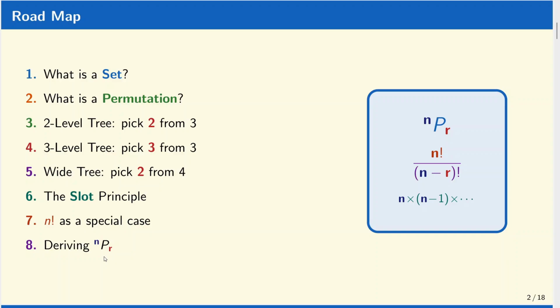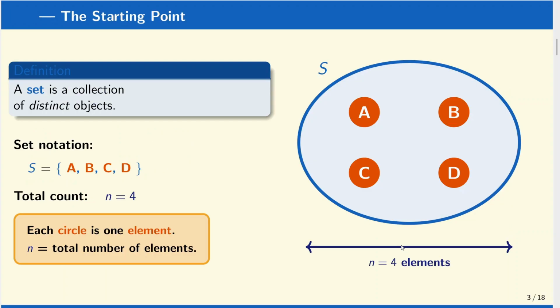On the right side of your screen, you can see this final formula for nPr. It involves factorials, an n and an n minus r in parentheses. Right now, it might look a bit intimidating, but do not worry at all. By the end of this journey, you will know exactly where every single piece of this formula comes from. Let us begin at the very beginning with step 1, the starting point.